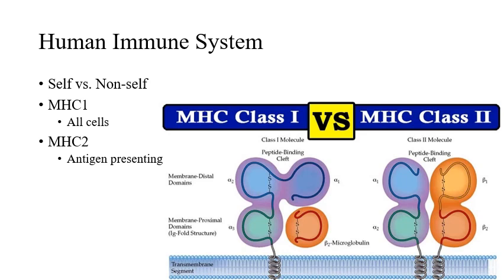MHC class 2 are only found in antigen-presenting cells, and basically what they'll do is after a cell has been phagocytized because it's been producing a foreign antigen, it will take that foreign antigen and present it to different parts of the immune system, and will basically say, hey, we found this thing, you might want to be on the lookout for it, which will then activate our immune system.